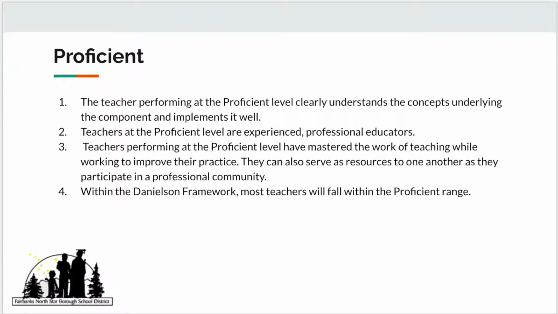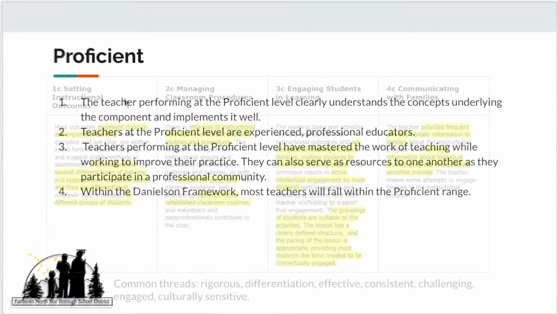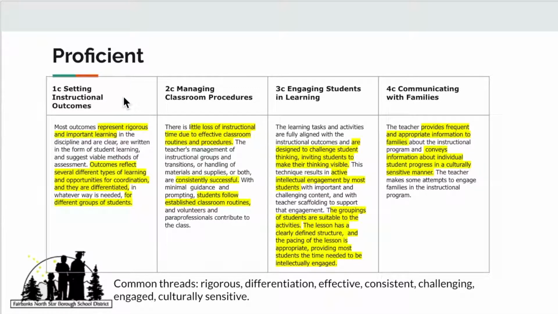Teachers performing at the proficient level have mastered the work of teaching while working to improve their practice. Within the framework for teaching, most teachers will fall within the proficient range. Here are some examples of what proficiency looks like in a classroom. The instructional outcomes are rigorous and important. They represent coordination, they're differentiated for different groups of students. There's little loss of instructional time due to effective classroom routines and procedures, consistently successful, and the students follow established classroom routines.